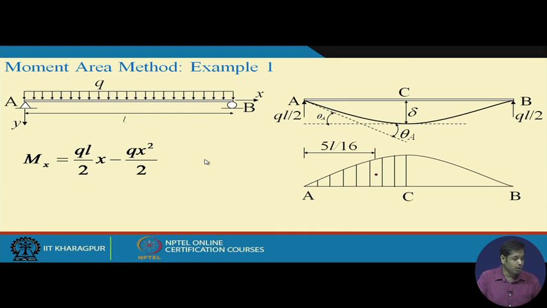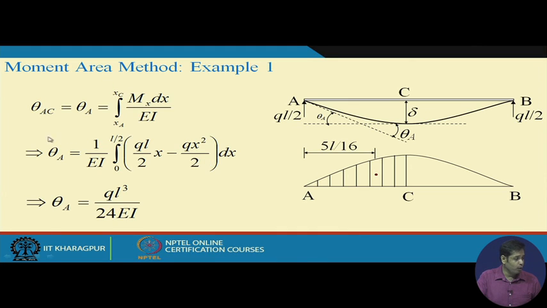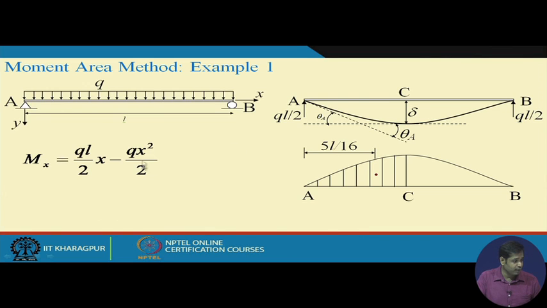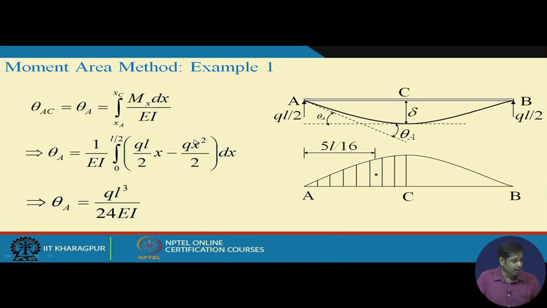Okay. So, the first is theta AC, which is again in this case theta A, because theta C is equal to 0. It will be the integration from A to C of the bending moment, the area of the bending moment diagram. And if we substitute the bending moment expression that we just determined and integrate between 0 to L by 2, we get the expression of theta A is equal to this.